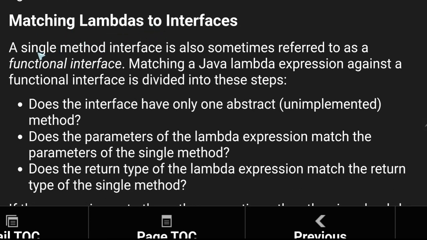Matching lambdas to interfaces. A single method interface is also sometimes referred to as a functional interface. Matching a Java lambda expression against a functional interface is divided into these steps. Now it's describing what happens when you write this implementation of the function. Java is strongly typed, and we like that. We want the compiler to fail if what we provide is not matching the interface that we give it.